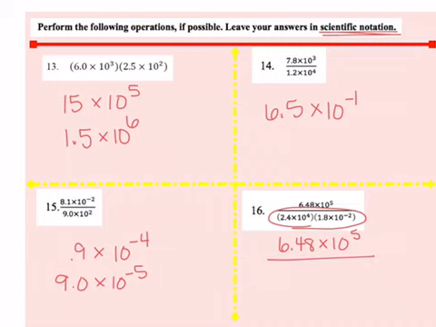And when we multiply the coefficients, so we're doing 2.4 times 1.8, I got 4.32. And then we add those powers. So 4 plus a negative 2 gives me a 2. Now I can divide. So I'm doing 6.48 divided by 4.32. And I get 1.5. And when you divide, you subtract the powers. So 5 minus 2 gives me 3.